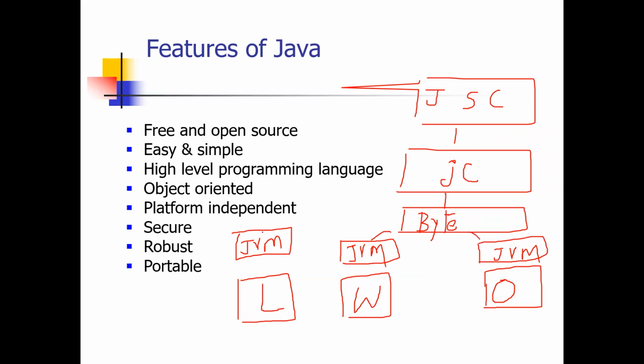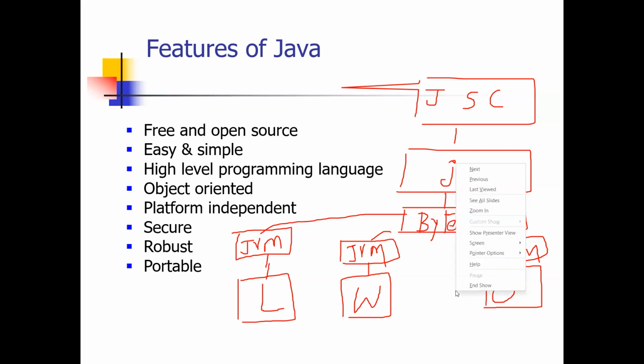Again, listen carefully. When you install Java, according to your OS, if you are having Linux, the JVM will be installed according to Linux. If you are having Windows, then the JVM is installed according to Windows. With any other OS, the JVM is installed according to that OS. So the JVM is platform dependent. When you install Java, the JVM is installed according to the OS.